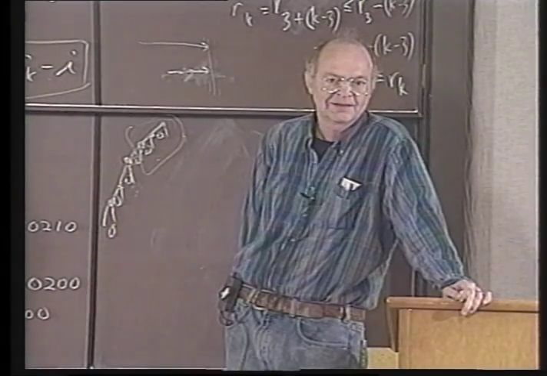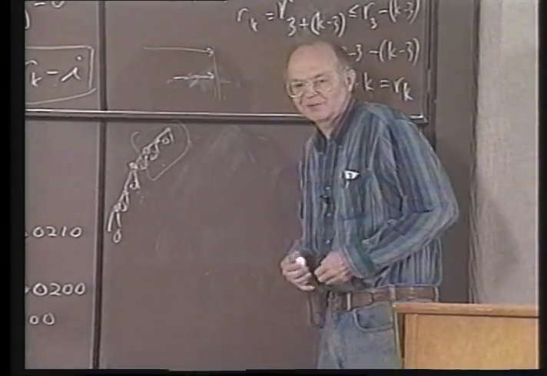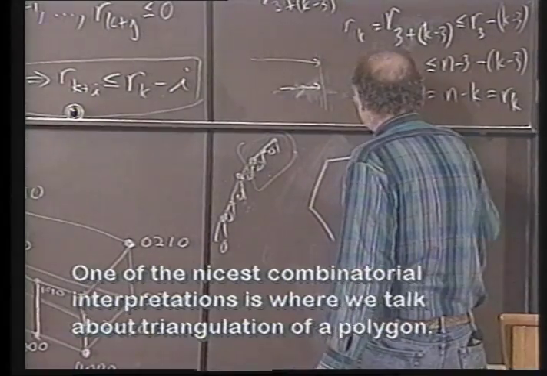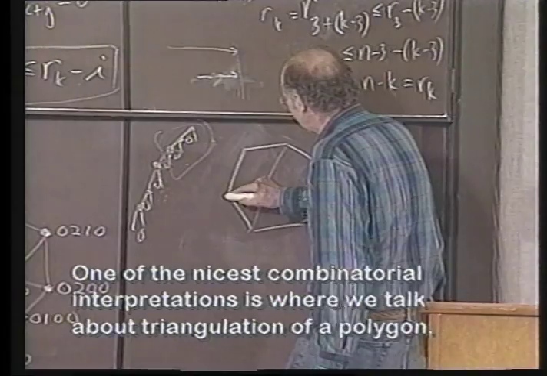And so for every one of these interpretations, there's a corresponding notation corresponding to the associative law, corresponding to the idea of a rotation, in that combinatorial interpretation. And one of the nicest combinatorial interpretations is in terms of polygons, where we talk about triangulation of a polygon.